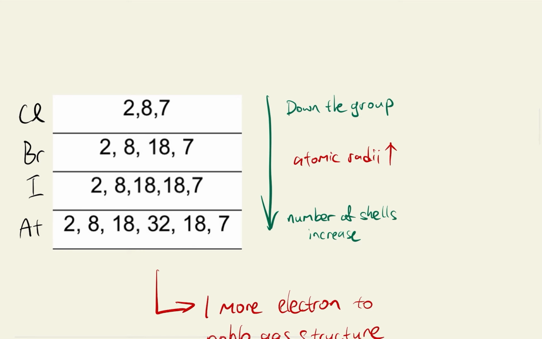So let's take a look at this figure over here. It shows the electronic structure of each of the halogens. As we go down the group, we notice that the atomic radii increases. Now why is this so? Chlorine has 3 electron shells, bromine has 4, iodine has 5, and astatine has 6. So as you can see, as we go down the group, the number of electron shells increases. Therefore that increases the atomic radii as well.